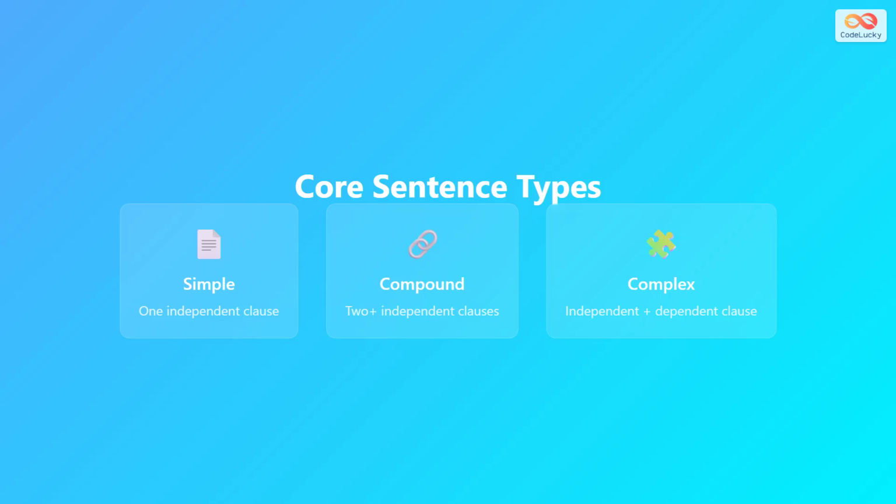There are three basic types of sentences in English. A simple sentence contains one independent clause, which is a complete thought that can stand alone. A compound sentence combines two or more independent clauses using coordinating conjunctions like and or but. A complex sentence pairs an independent clause with one or more dependent clauses, which are phrases that cannot stand alone as complete sentences.